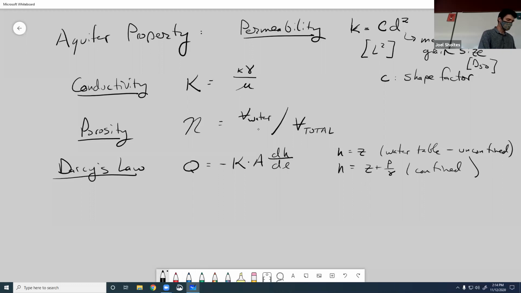And the way we might think about Darcy's law is if we have some aquifer that has some thickness to it, that's the bottom of the aquifer. Here's the ground surface. Here's our water table. Sorry, it's hard to draw straight lines here.